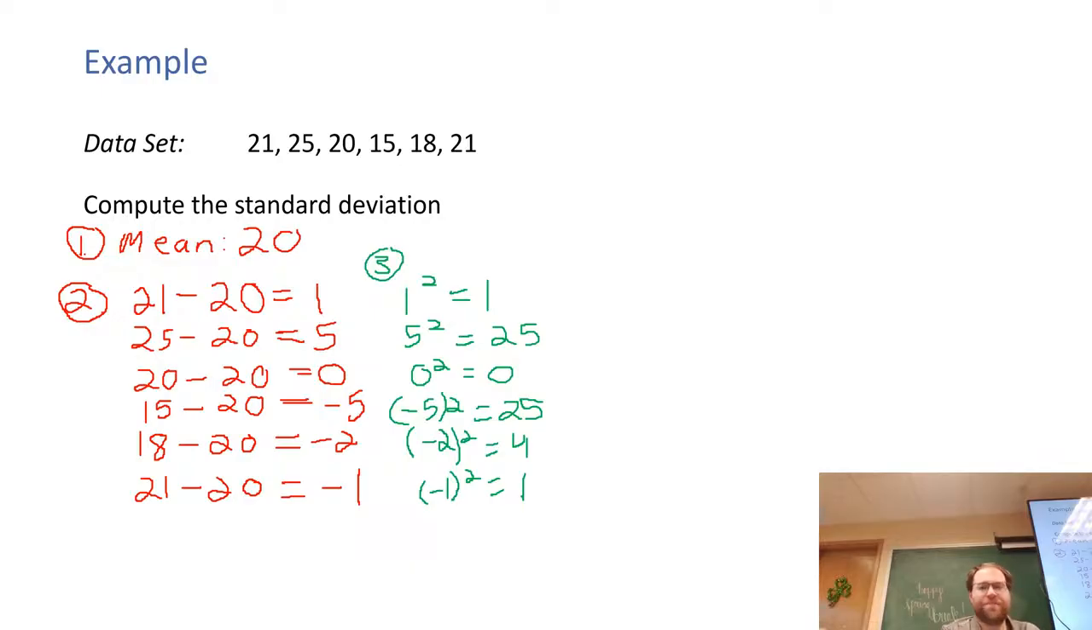What's the next step? Add the values from step 3. So now these values that we got, we are going to add all of these values together. What do you get? 56.